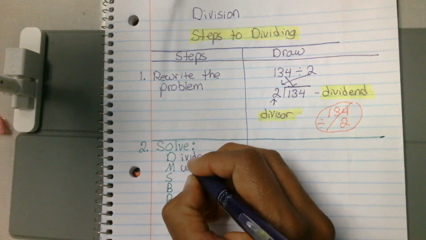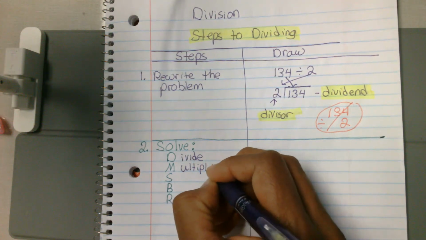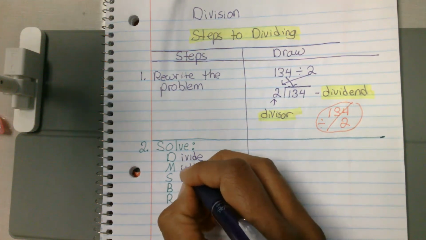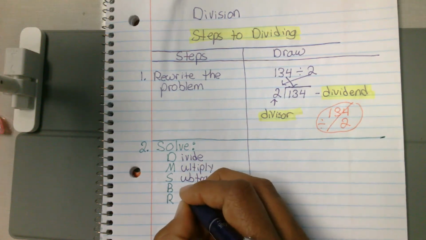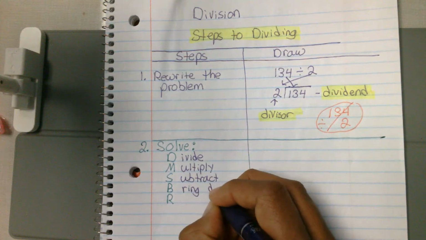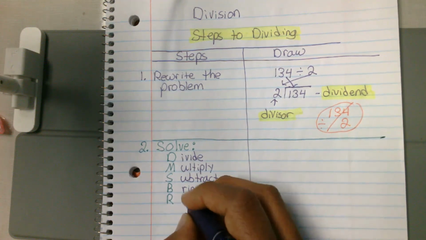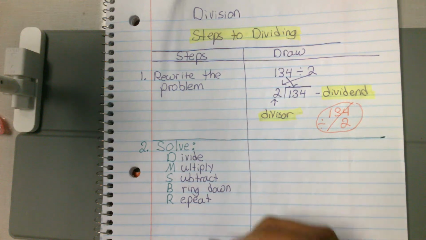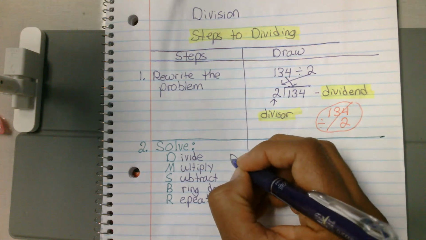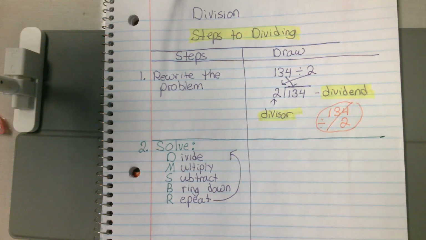M stands for multiply. That is our second step. S stands for subtract. That is the next one. B stands for bring down. And R stands for repeat. And then we come all the way back up to the top. Now we're actually going to solve this problem.